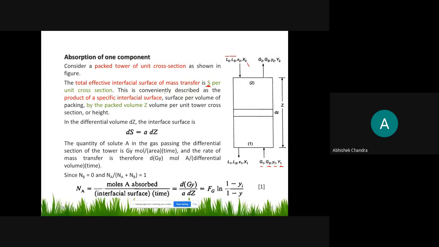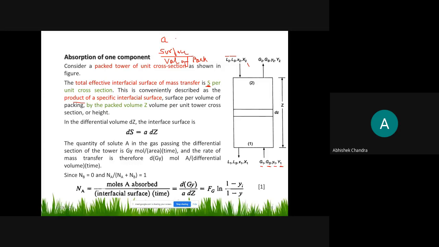This is conveniently described as the product of the specific interfacial surface, which we have already discussed in the previous chapters. That is, this is the specific interfacial surface a. The dimension is surface per volume of packing, and multiply this with the packed volume.